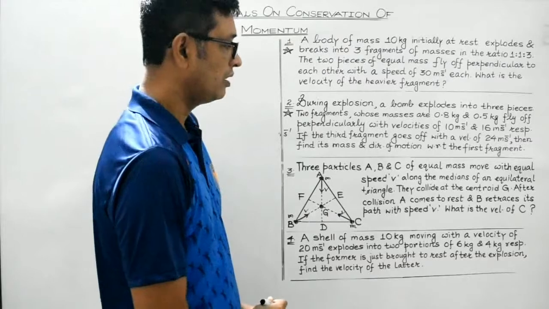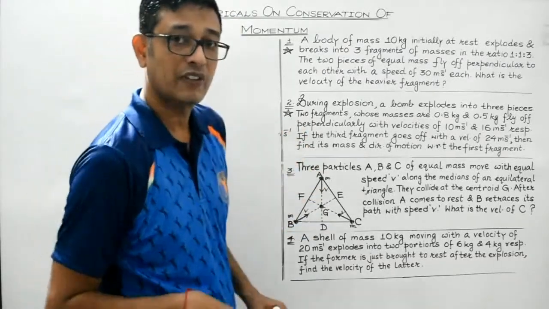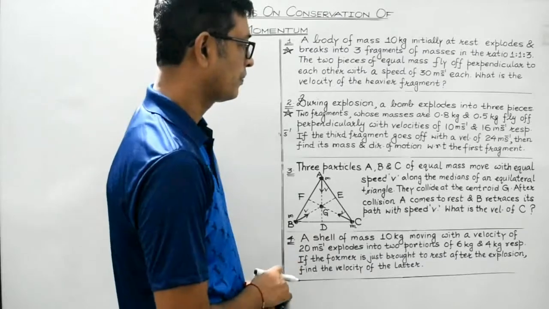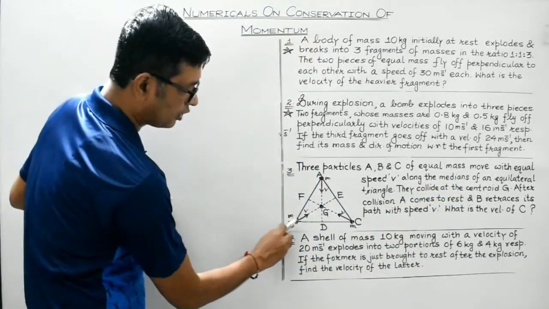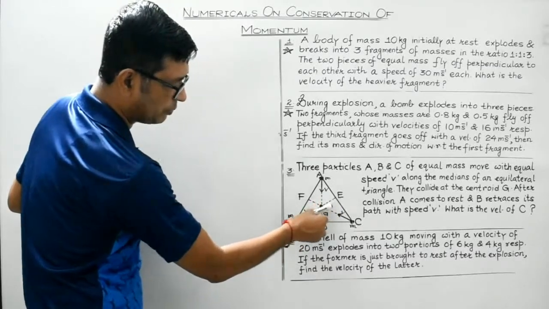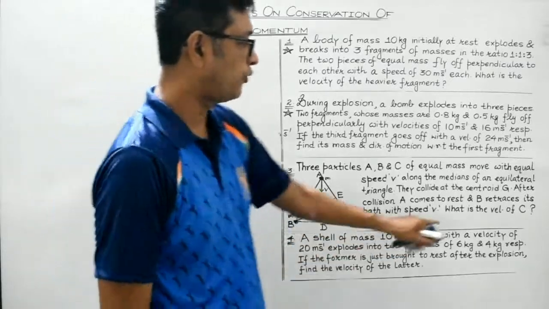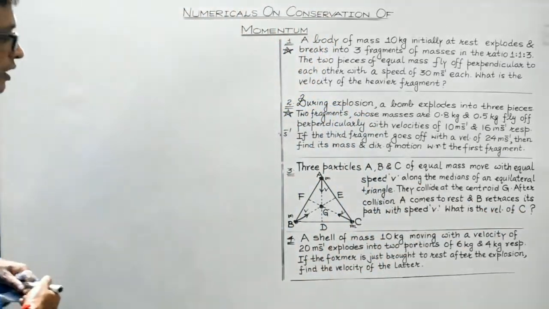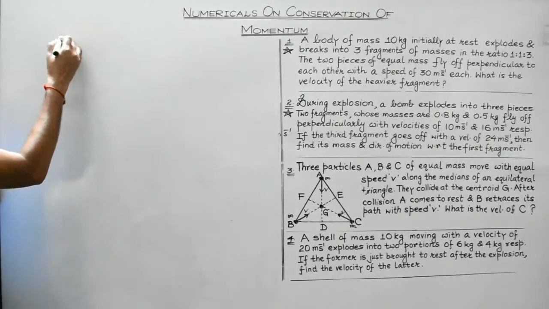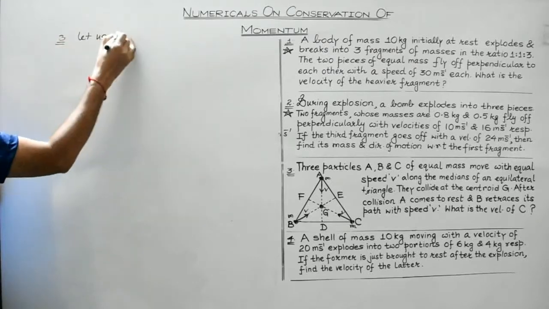After collision, A comes to rest. Okay, body A comes to rest. So the final momentum of body A is 0. B retraces its path. Okay, B after collision at the center will retrace its path along GB, right? So we are supposed to find out the velocity of C. It's a very, very interesting question, students. So let us find out.